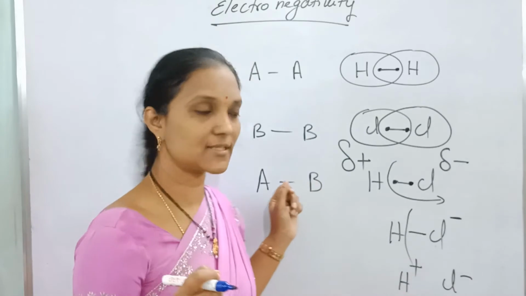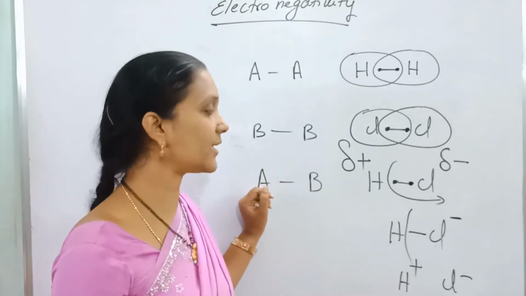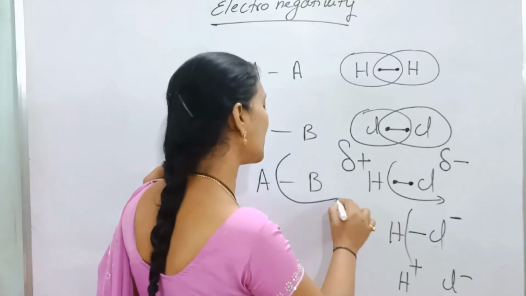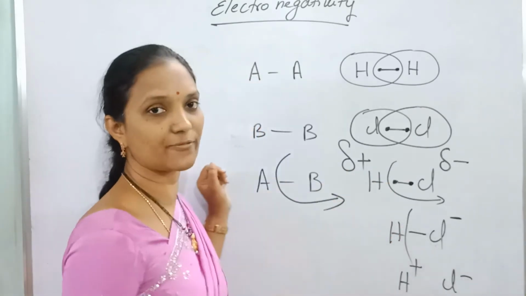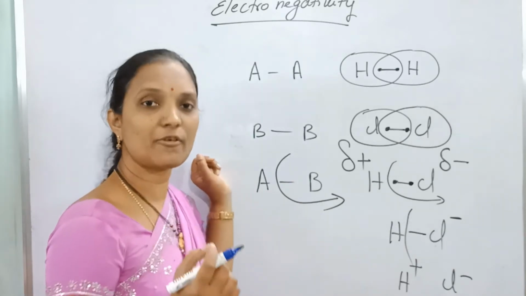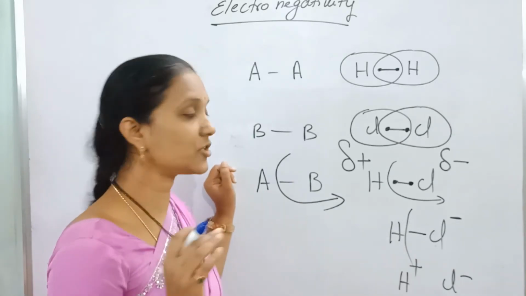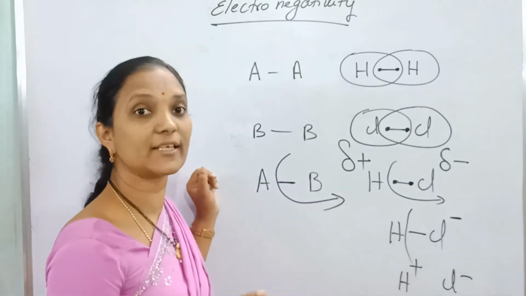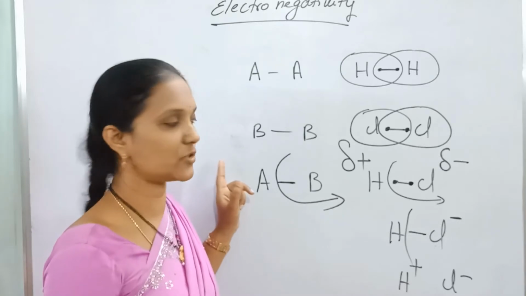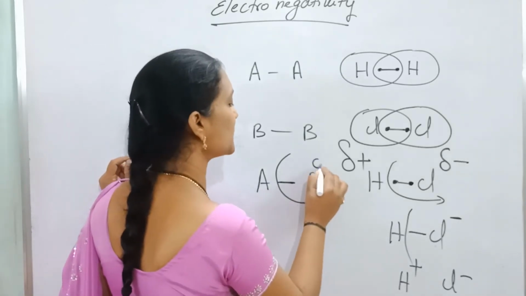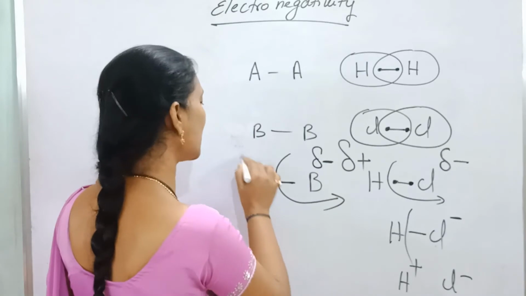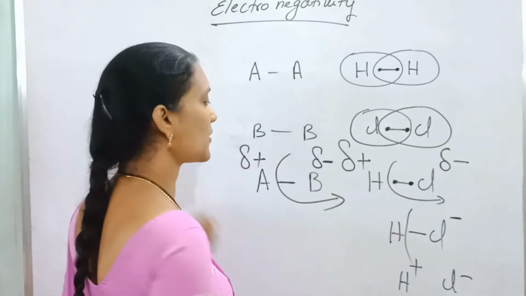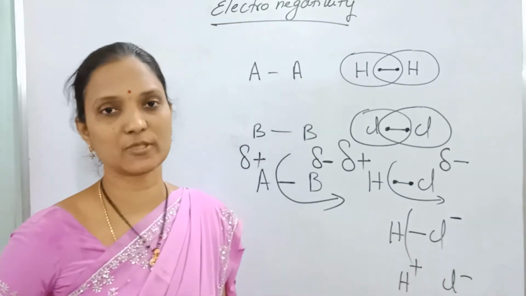So the tendency, nothing but capacity, the tendency of an element to attract bond pair electrons more towards itself, that capacity is called electronegativity. So this atom B attracts more towards itself, so it becomes negative. This one does not attract more, that's why the pair is shifted to that side. Here the electron density is lesser, so it becomes positive. So partial negative and positive poles will develop.